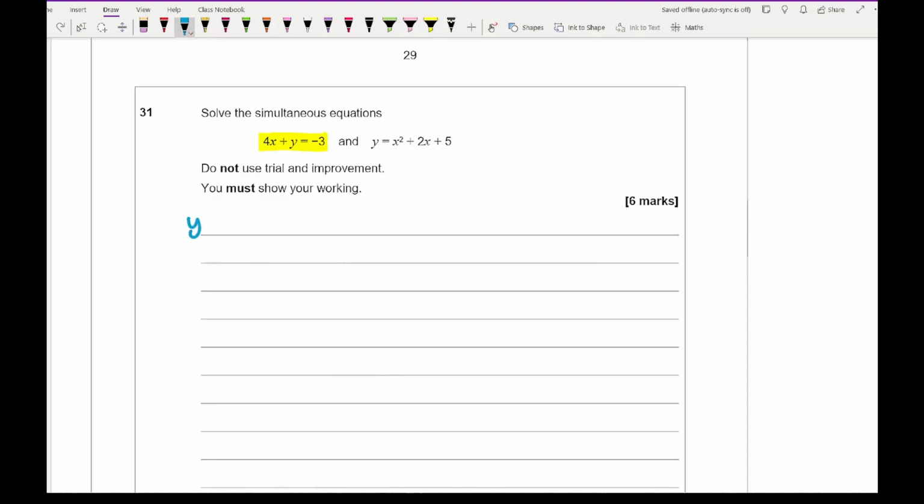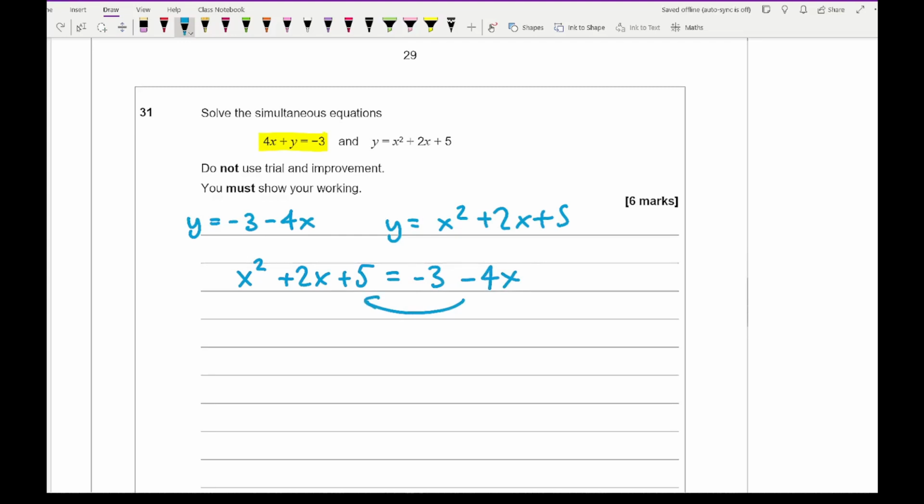So here we end up with y equals, if I take the 4x over to the side, minus 3 minus 4x. Now as I've made y the subject in both, the two expressions can equal each other. So I end up with x squared plus 2x plus 5 equals minus 3 minus 4x. Taking all of this over to this side, I end up with x squared plus 6x plus 8 equals 0. You can see it's quadratic, equal to 0.